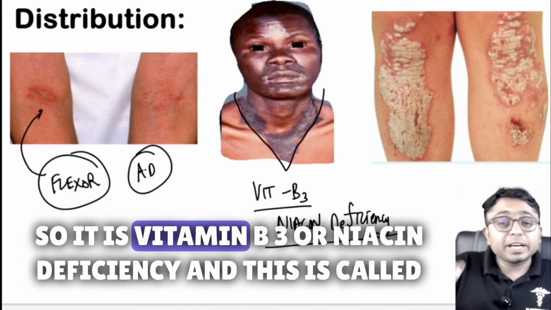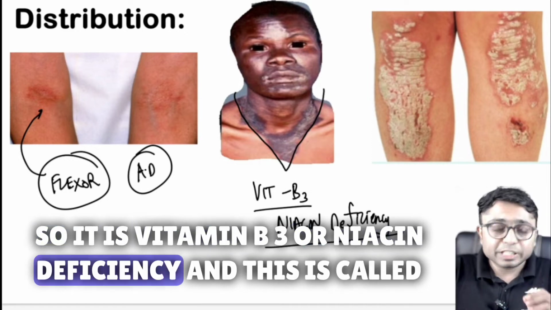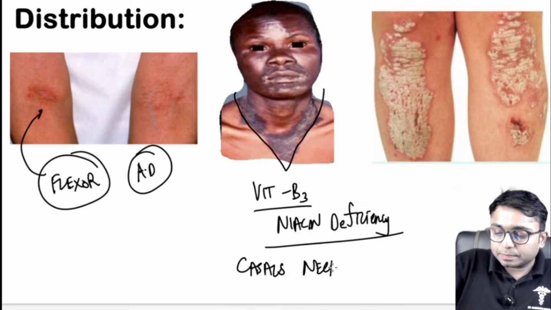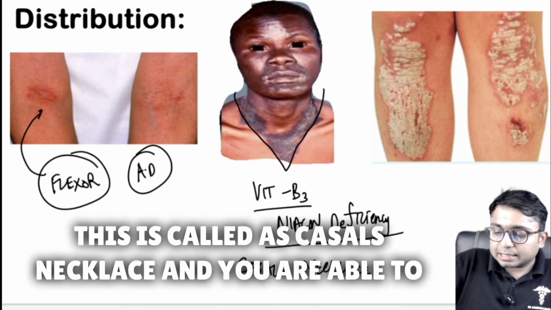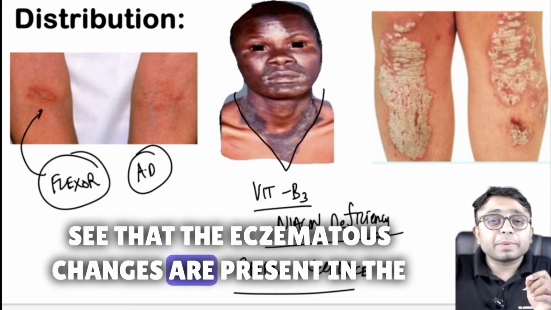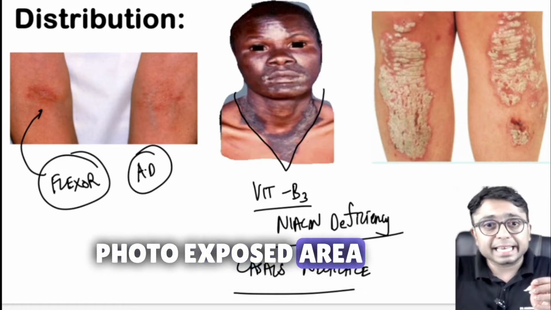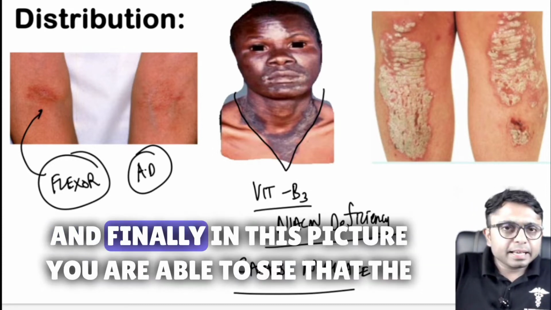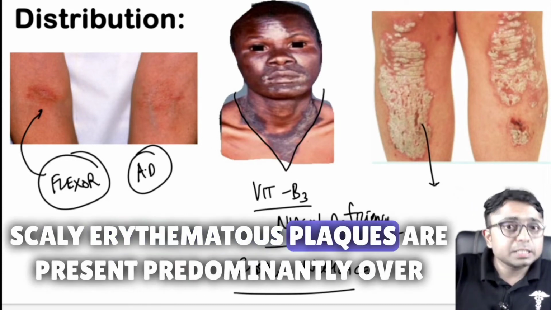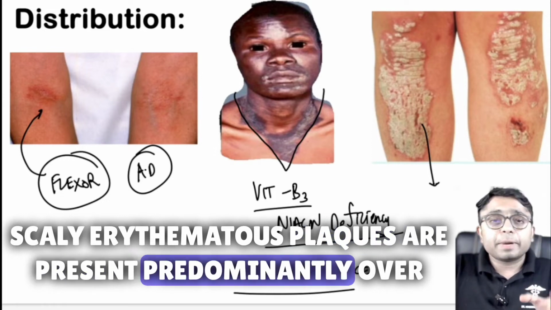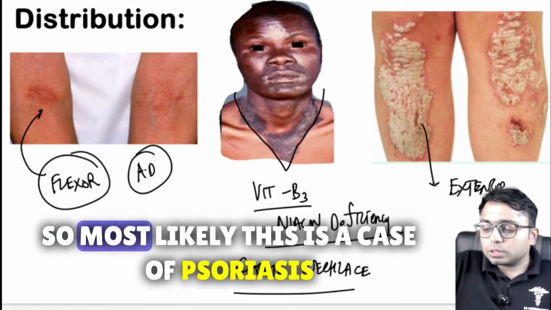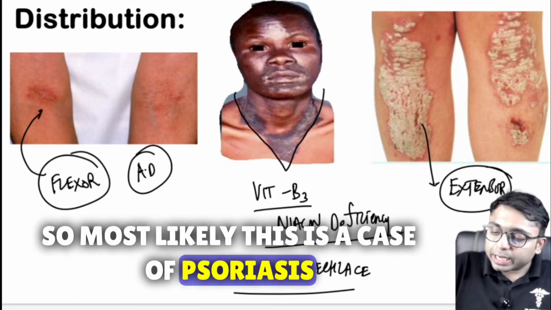So it is vitamin B3 or niacin deficiency, and this is called Casal's necklace. You are able to see that the eczematous changes are present in the photo-exposed area. And finally, in this picture, you are able to see that scaly erythematous plaques are present predominantly over the extensor surface. So most likely, this is a case of psoriasis.